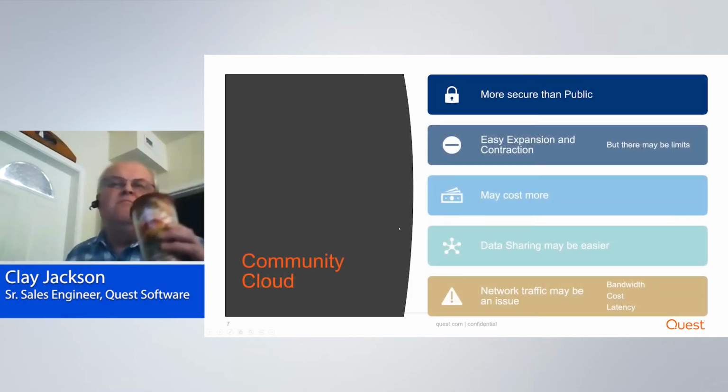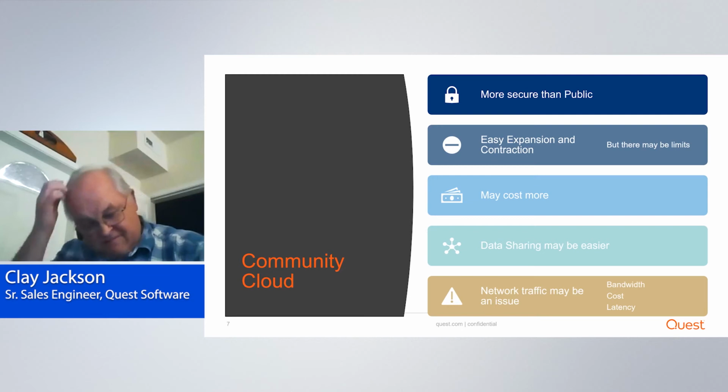Community cloud: more secure than public. In fact, one of the early community clouds was built up for just that, the intelligence community cloud that was built inside the Amazon Gov environment. Easy expansion and contraction, but there may be some limits. It's going to cost more. Data sharing is easier, but you've still got network traffic as an issue.